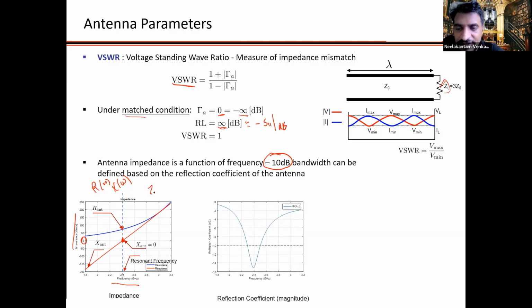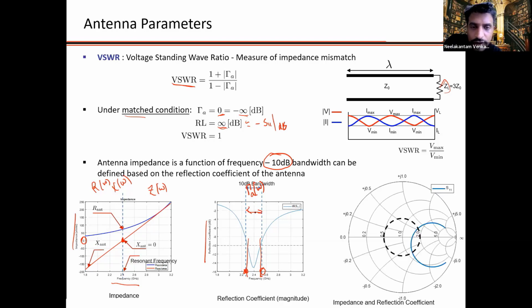The same impedance can be viewed in terms of gamma, the reflection coefficient. And then we can define the 10 dB bandwidth to be the crossing line where the return loss is higher than 10 dB. That means S11 is lower than negative 10 dB. The two frequency points, the higher frequency and lower frequency, are noted. This is the higher and this is the lower. The width between them is the bandwidth. That's the bandwidth of the antenna, the operating range of frequencies where the antenna can be used.